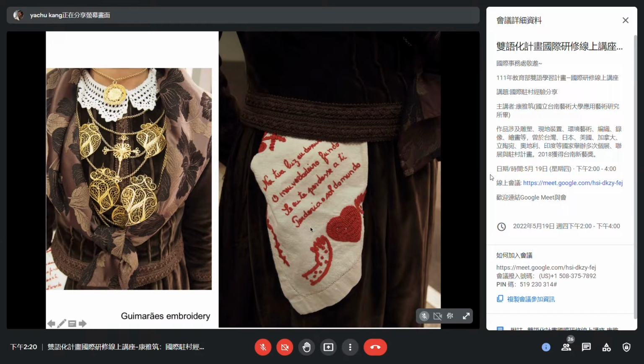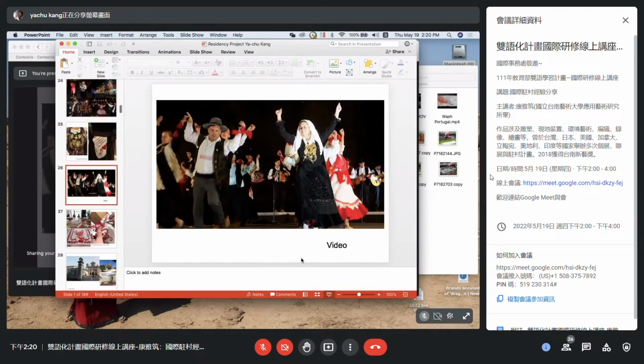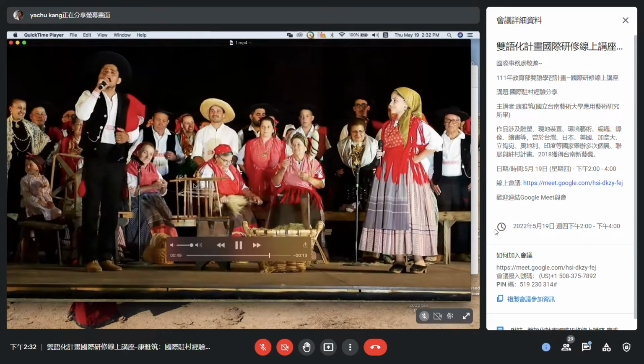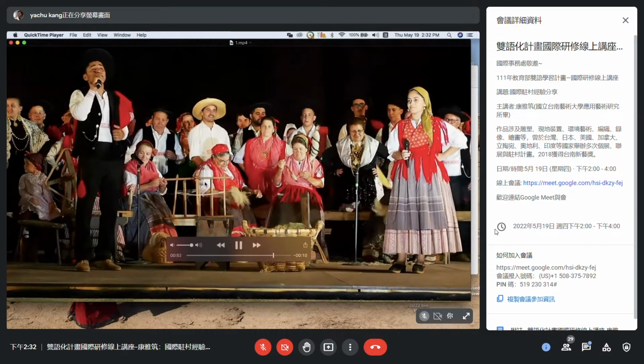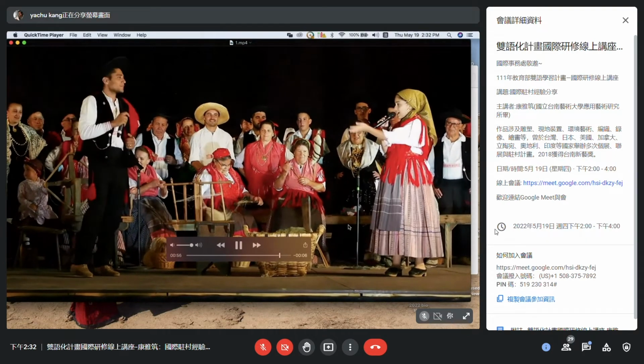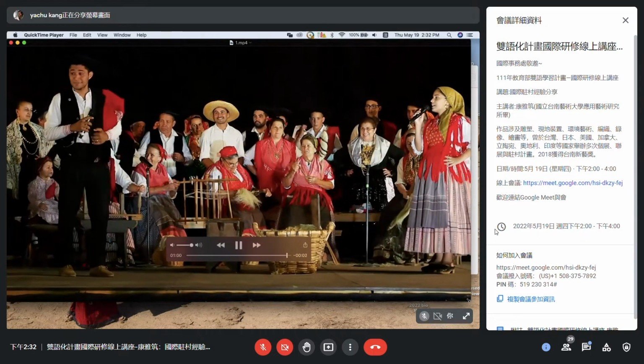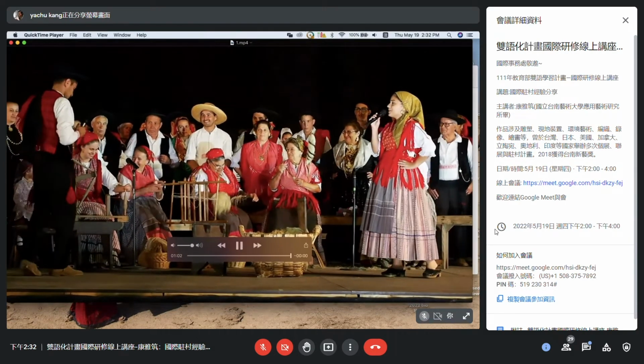So the right image is showing the Guimarães embroidery. This is their traditional craft. So now I'm going to show you some video about this festival. So you can see they're processing textile. Although I don't understand Portuguese, I think I can guess what they're performing about.